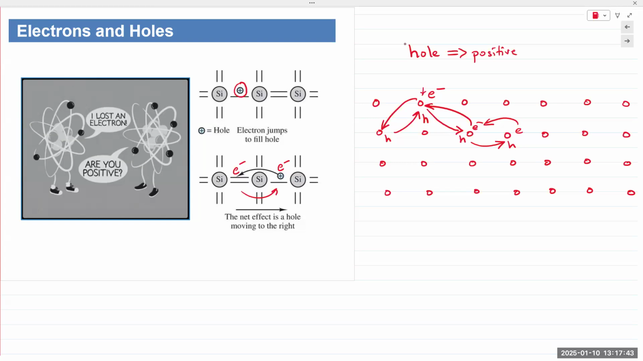It might be a little bit blurry or faint. Another electron can jump into that spot. That means it created a hole here. So now a hole has moved there. So every time an electron moves, the corresponding empty spot is moving in the opposite direction.